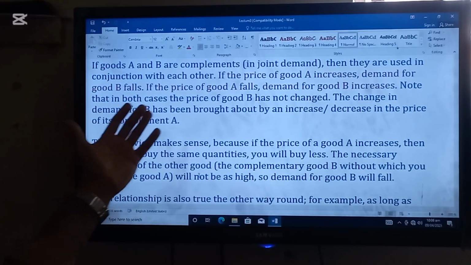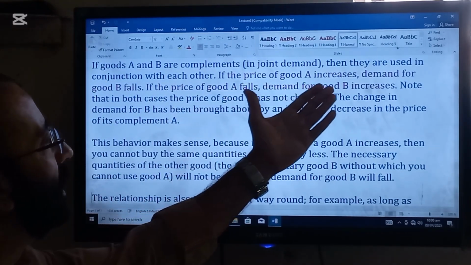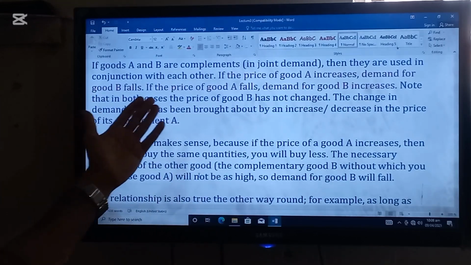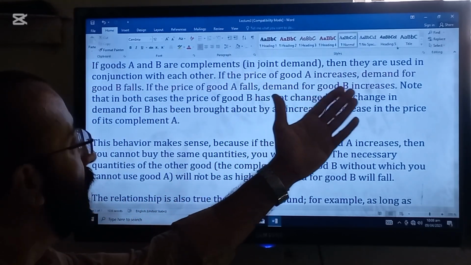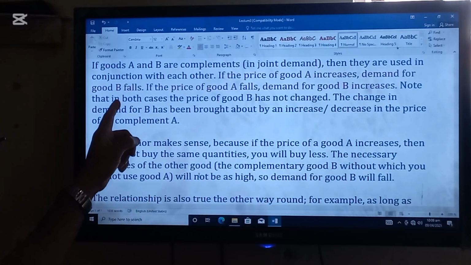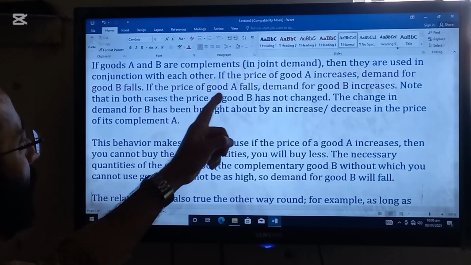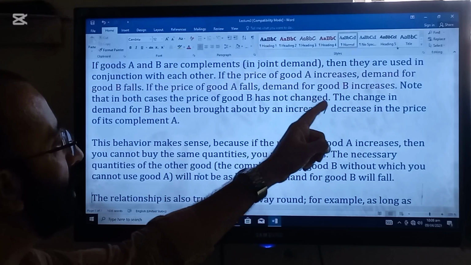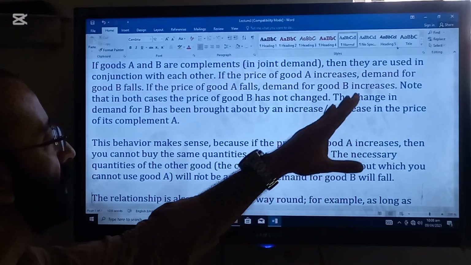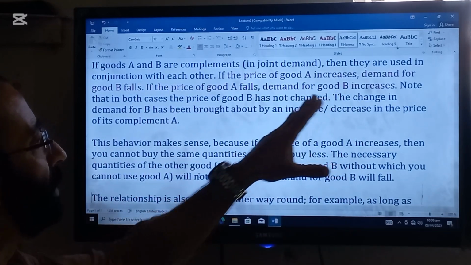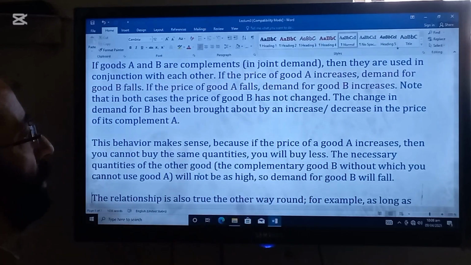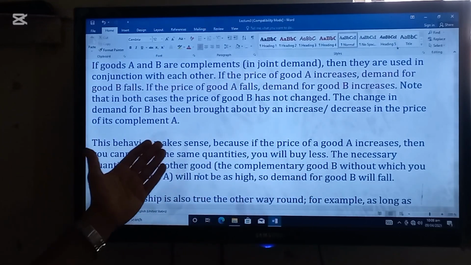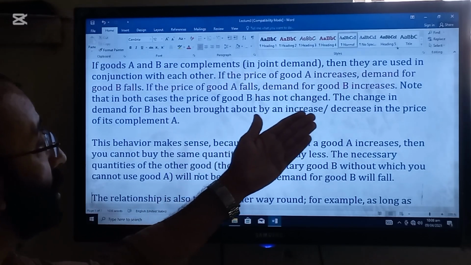If goods A and B are complements in joint demand, then they are used in conjunction with each other. If the price of good A increases, demand for good B falls. If the price of good A falls, demand for good B increases. So this line, which is in purple, is actually the demand line of the complements. Note that in both cases the price of good B has not changed.